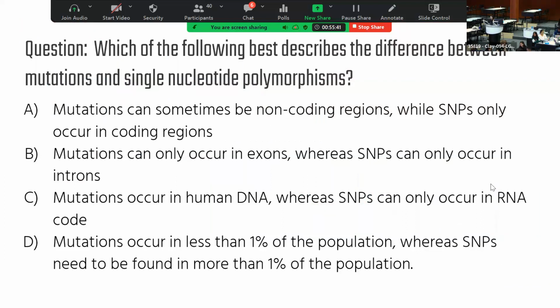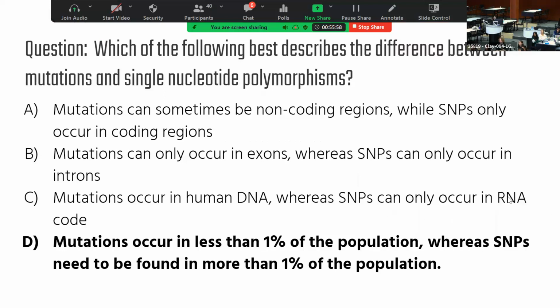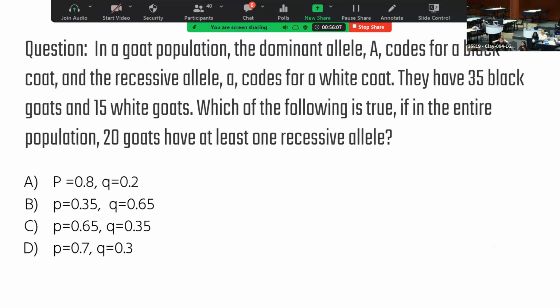Okay, question. Which of the following best describes the difference between mutations and single nucleotide polymorphisms? So I haven't gone through this, so let's see if anyone knows. Shout it out. B, is that what I heard? Or D? So D is the correct answer for that one there. So mutations occur in less than 1% of the population, whereas your SNPs need to be found in more than 1%. So that's just something you have to remember for that one there.